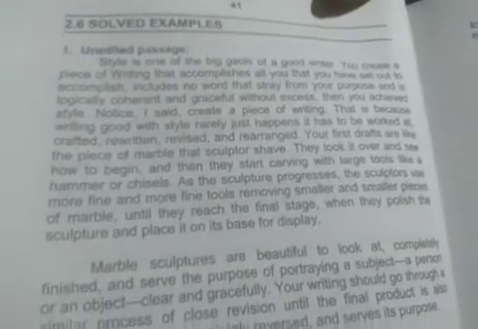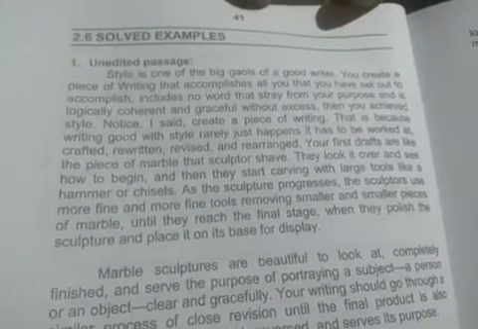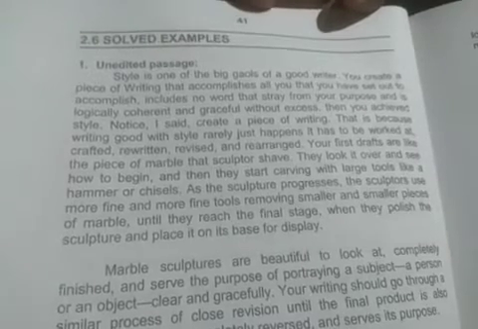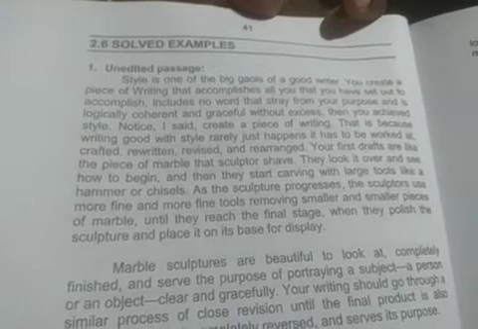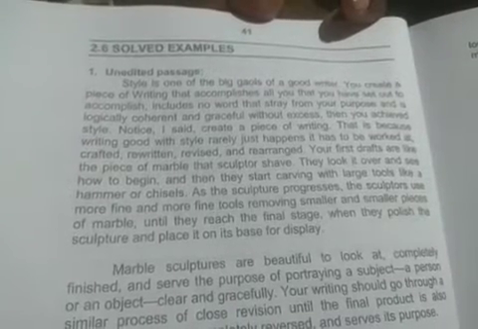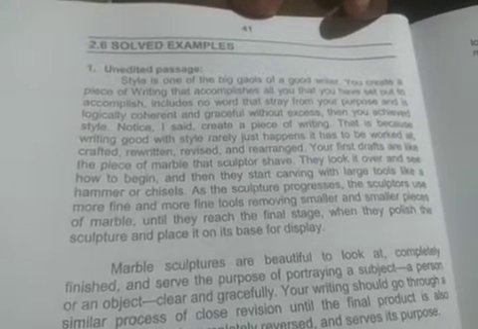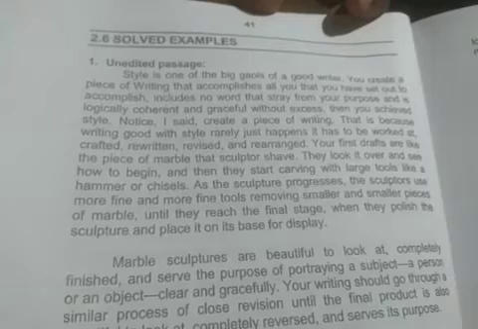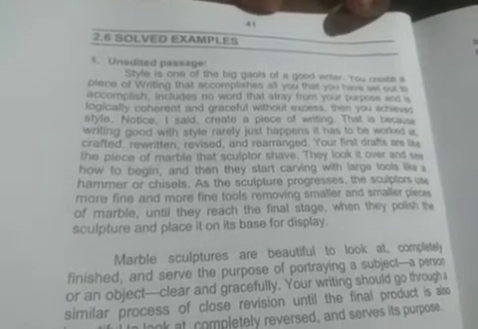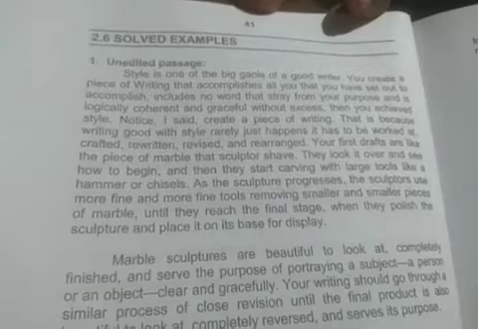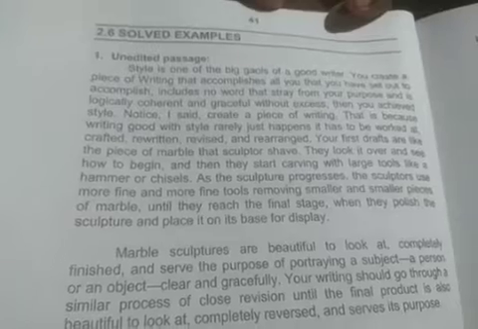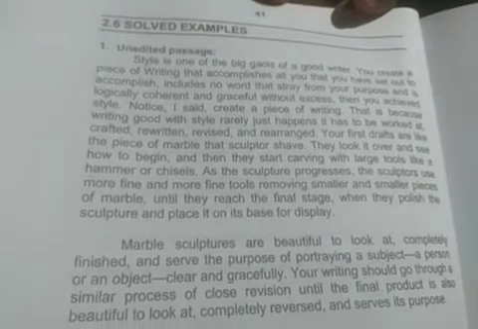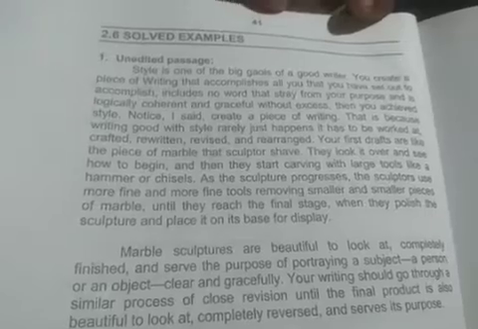2.6 Solved examples. 1. Unedited passage. Style is one of the big goals of a good writer. You create a piece of writing that accomplishes all that you have set out to accomplish, includes no words that stray from your purpose, and is logically coherent and graceful without excess. Then you achieve style. Notice I said create a piece of writing. That is because writing well with style rarely just happens. It has to be worked at, crafted, rewritten, revised, and rearranged.